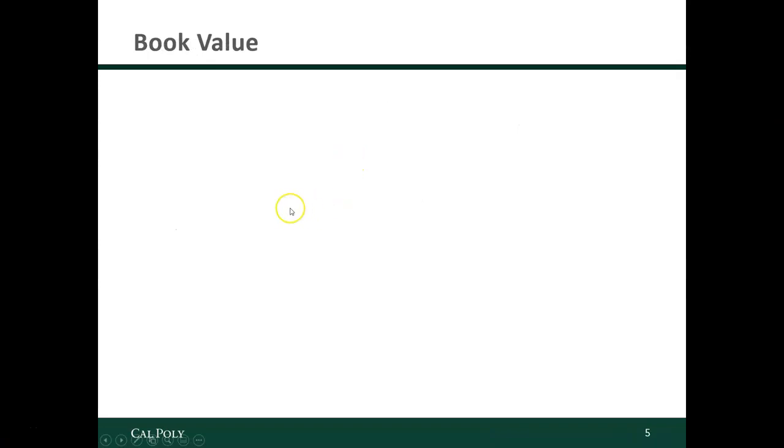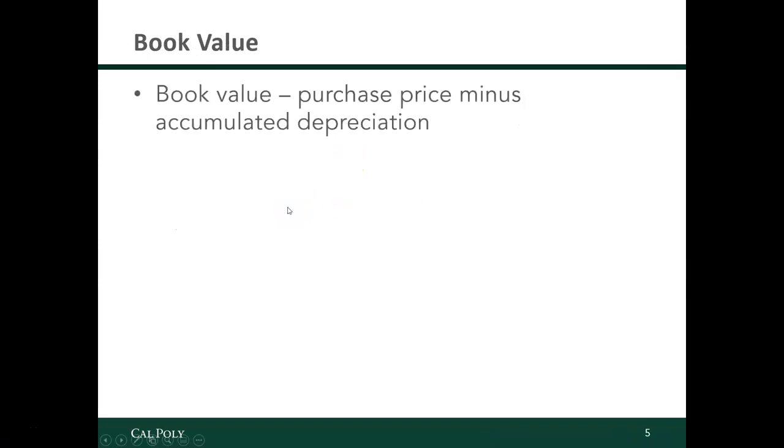Book value. So book value is the purchase price minus the accumulated depreciation. So think for a second. Can you figure out what the formula is going to be? It's the purchase price minus the accumulated depreciation. The depreciation amount in year J is D sub J. And so here's the formula for it.